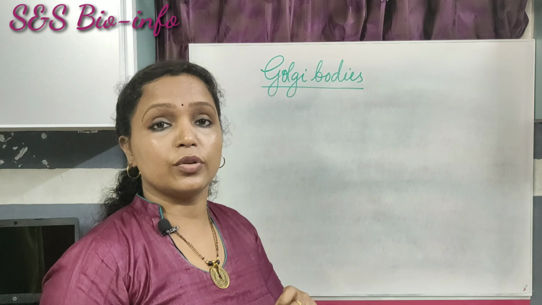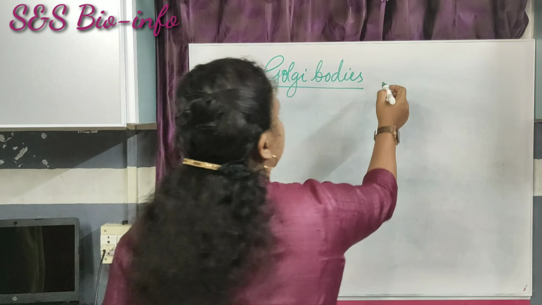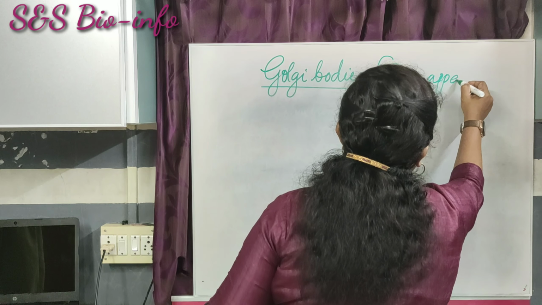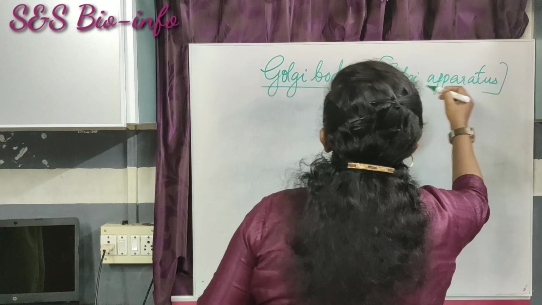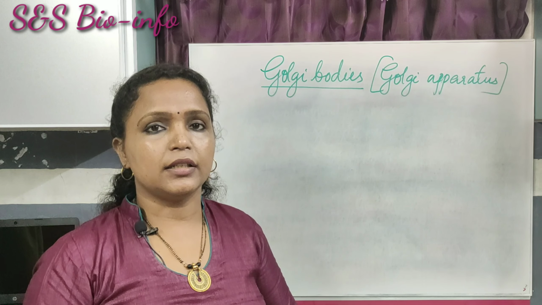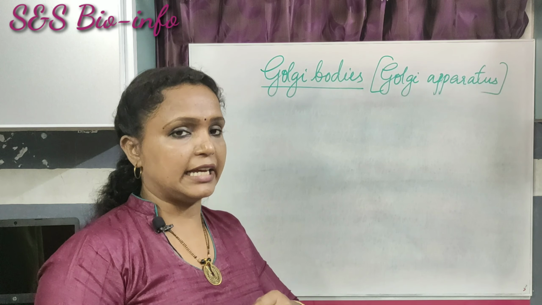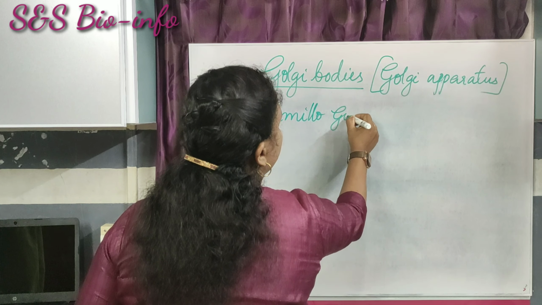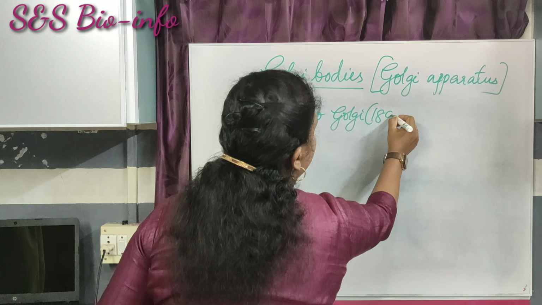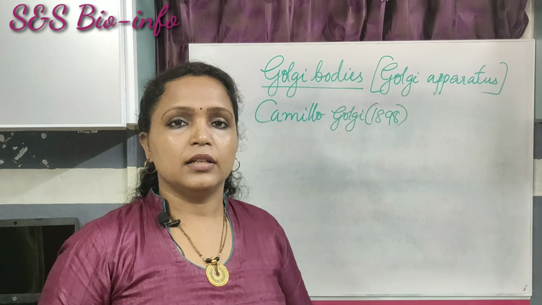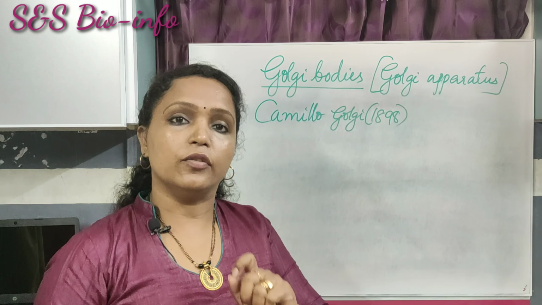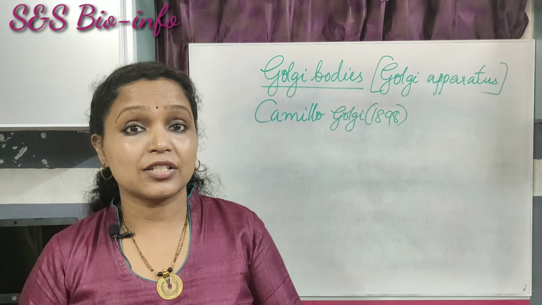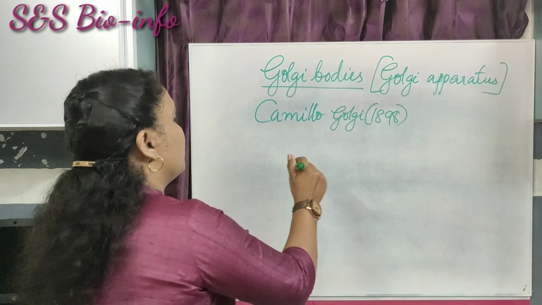Golgi bodies are also known as Golgi apparatus. It was first described by Camillo Golgi in 1898, by the black reaction method using weak silver nitrate solution. He could observe the delicate cell structures by the black reaction method.